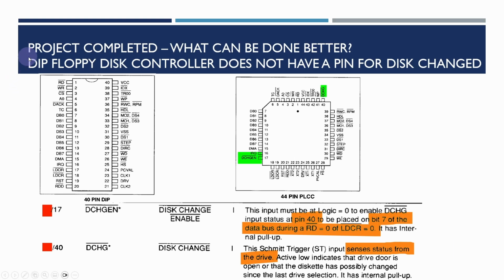Now, another issue I ran into, I only really found out about when I was testing the floppy disk controller. The floppy disk controller that we're using comes in 2 packages. There's the PLCC, which is sort of like the flat pack version, and then there's the breadboard friendly DIP version. At the time I didn't realise, but in fact the 40 pin version doesn't have quite enough pins to have the data change enable and the data change pins here.